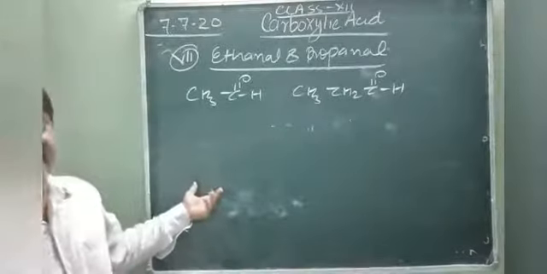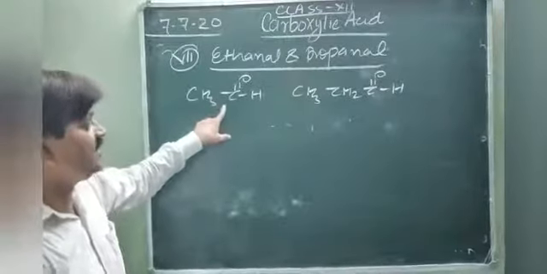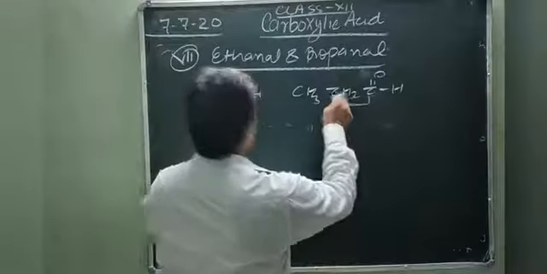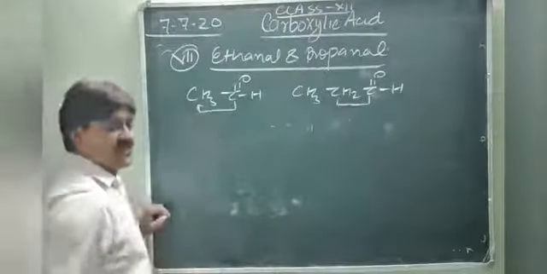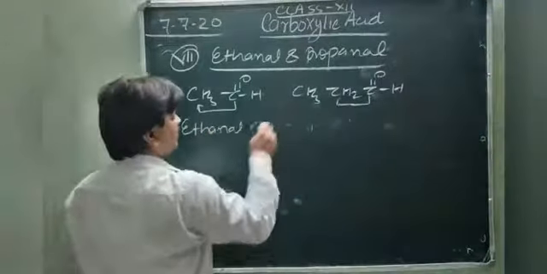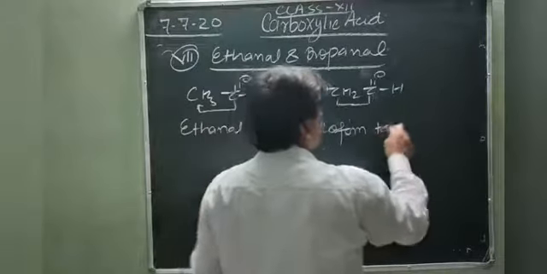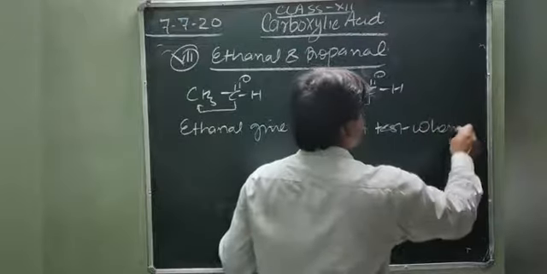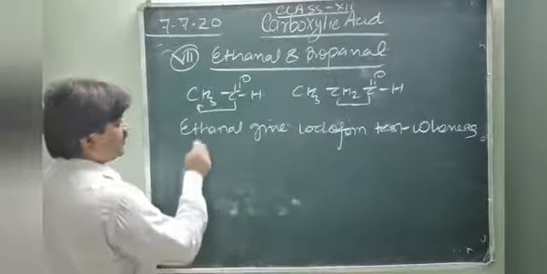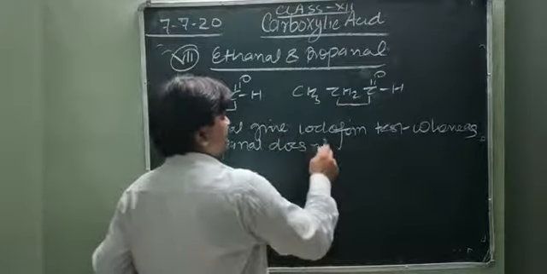Both are alcohols, but ethanol gives the iodoform test and propanol does not. You will see here, this is the CH3CH(OH) group in ethanol, but here it is CH2. So ethanol gives the iodoform test, whereas propanol does not give this test.